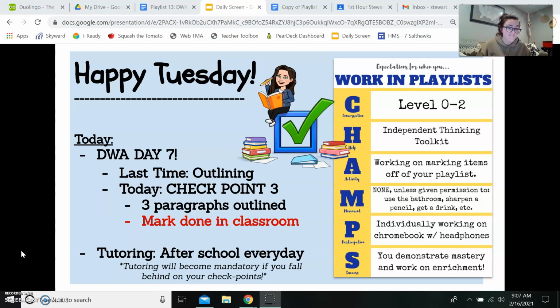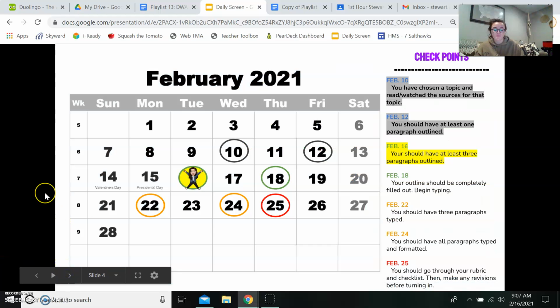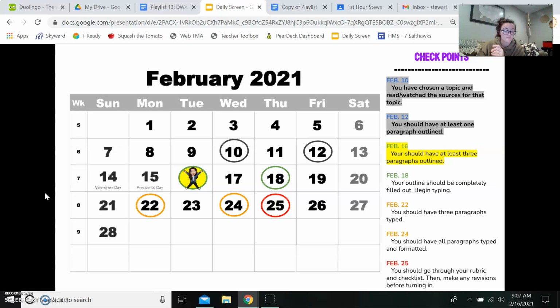Today is the seventh day in our district writing assessment, and what we are going to be doing today is checkpoint number 3. Can't believe we're already here, checkpoint 3. For checkpoint 3, you guys are going to be outlining some more paragraphs. You need to have 3 total paragraphs done by the end of the day today. That's the checkpoint.